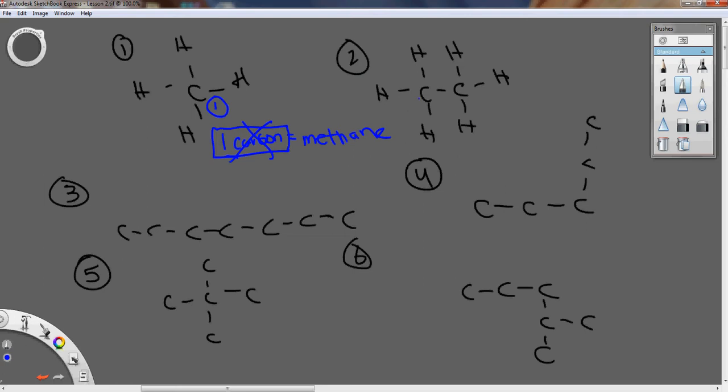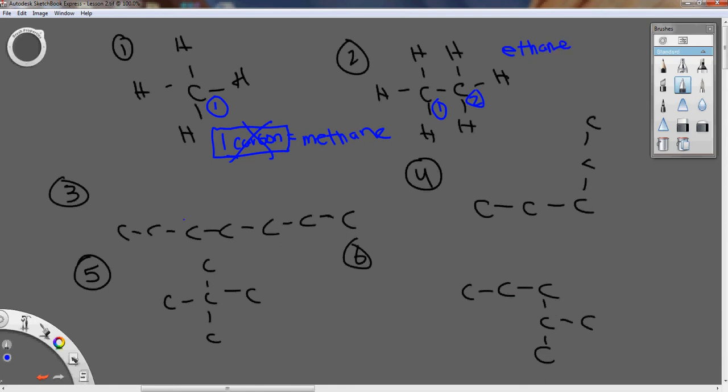Alright, question number 2. So, first we find the longest path. It looks like there is only one path that one person could do in order to get as many carbons as possible. So, we count 1, 2 carbons. If a compound contains 2 carbons, its name is ethane.